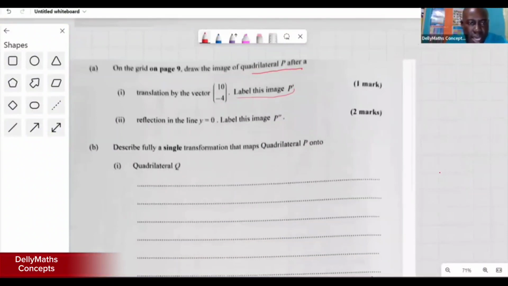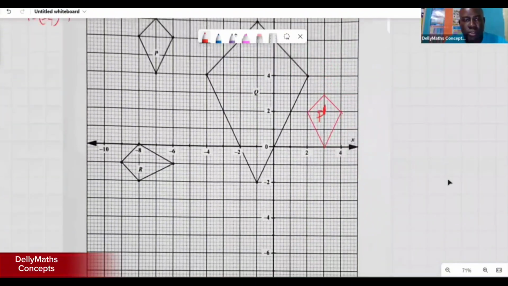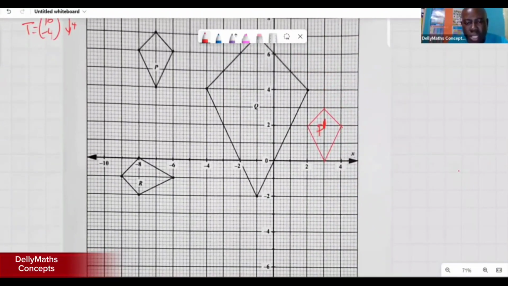Next question says, reflect P in the line y equals 0. I want to label it P double prime, right? So let's go back. We're going to reflect it in y equals 0. Y equals 0 is the x-axis. And that's the x-axis right there. The concept about a reflection is that the object and the image are equal in distance from the mirror line. The mirror line here is the y equals 0 line, which is the x-axis right there. That's the mirror line right now.